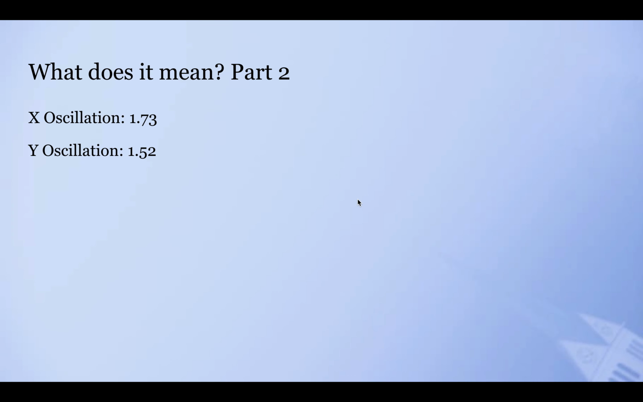So what does it mean? We went ahead and we calculated the oscillations. As you can see, there is a pretty big discrepancy between the x oscillation and the y oscillation that we calculated. And this is, again, where it's causing some of these errors where the graphs look incorrect.